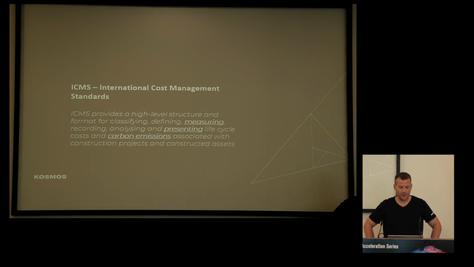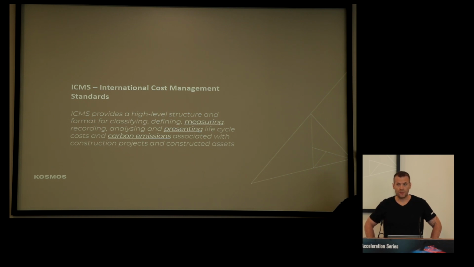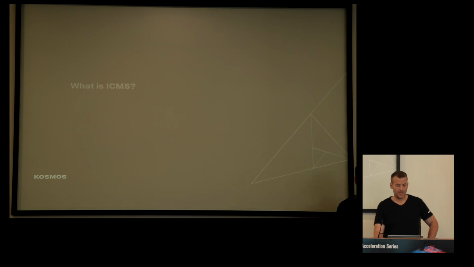But I've highlighted some interesting words here in this explanation. This is from the ICMS website. ICMS provides a high-level structure and format for classifying, defining, measuring, recording, analysing and presenting the life cycle costs and carbon emissions associated with construction projects and constructed assets. It's not a measurement rule, it's just a structure, and I'll talk a little bit about that through the presentation.